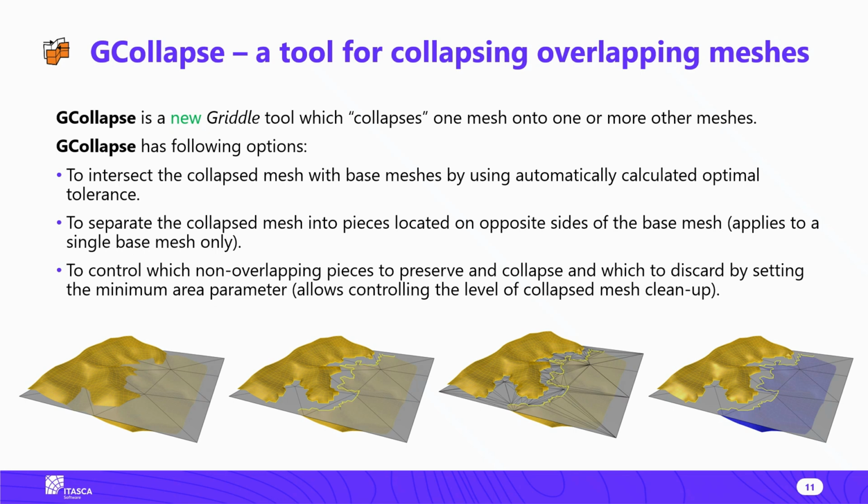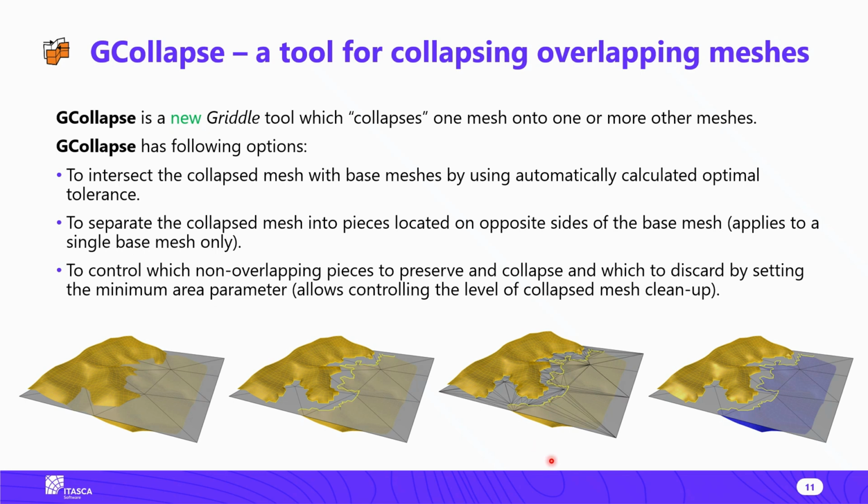Here's an example of how gCollapse works. Let's say we have two simple meshes that nearly overlap in this central part. After the gCollapse operation, some mesh faces of this yellow target mesh are deleted, and this mesh is extended towards the base mesh. gCollapse has an option to automatically intersect the collapsed mesh with base meshes by using an automatically calculated, most optimal tolerance. It searches for that tolerance automatically and then uses it. So what's left after that is just remeshing, which simplifies operations with these complex meshes.